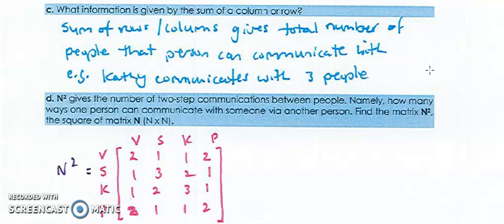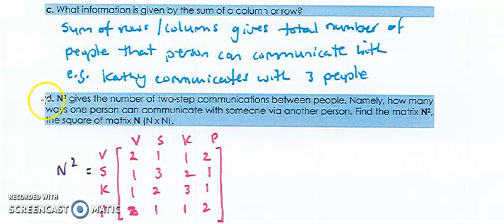So Kathy communicates with 3 people. So if you were to add up the row of Kathy, or the column of Kathy, that will end up being 3. Obviously, Kathy does not talk to herself, so there is a 0. So when you add the 3 ones and the 0, you get a total of 3.